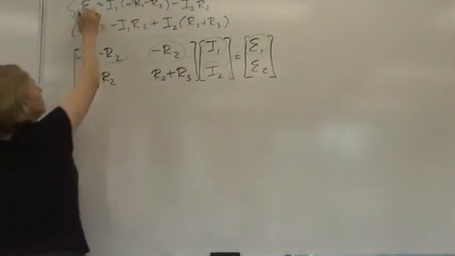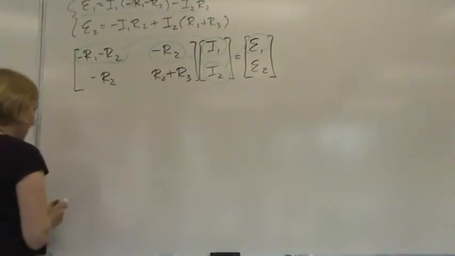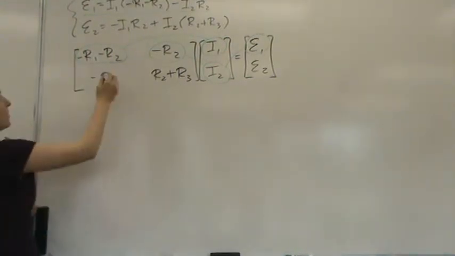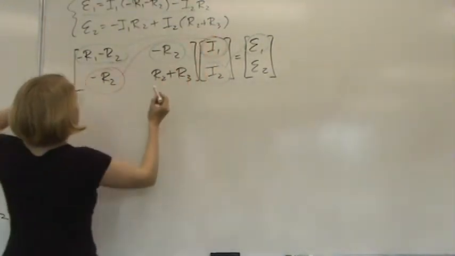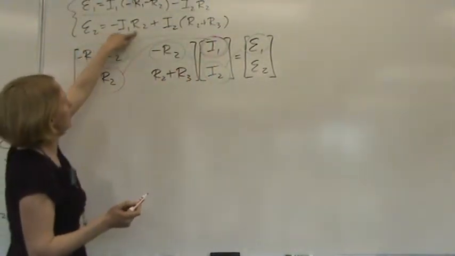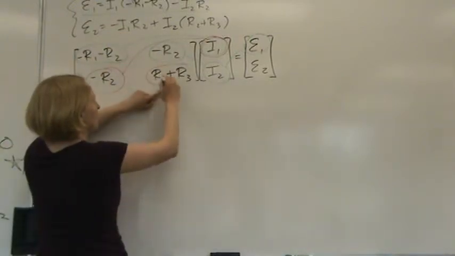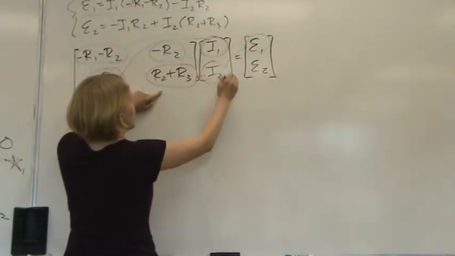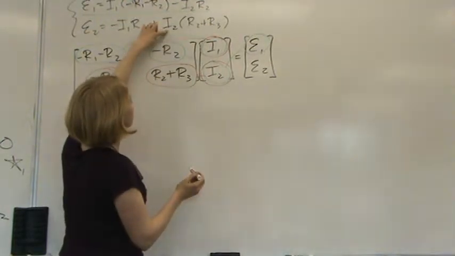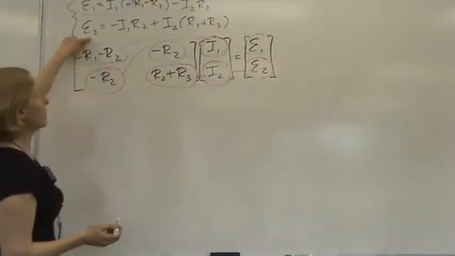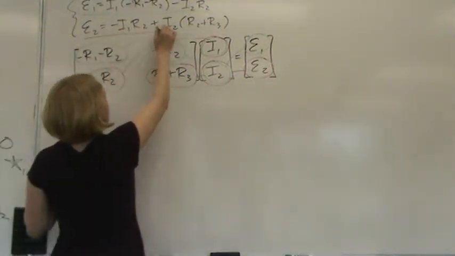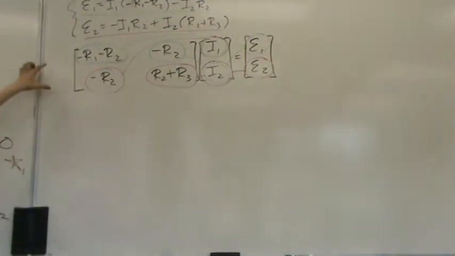And then in the bottom, I have minus R2 multiplied by the top term, I1. So we have minus I1 R2 up here. And then this term, R2 plus R3, is multiplied by I2. We see that right here in the equation. And all of that is equal to E2, which we see right there. So these three matrices are functionally equivalent to what we wrote in these two equations.